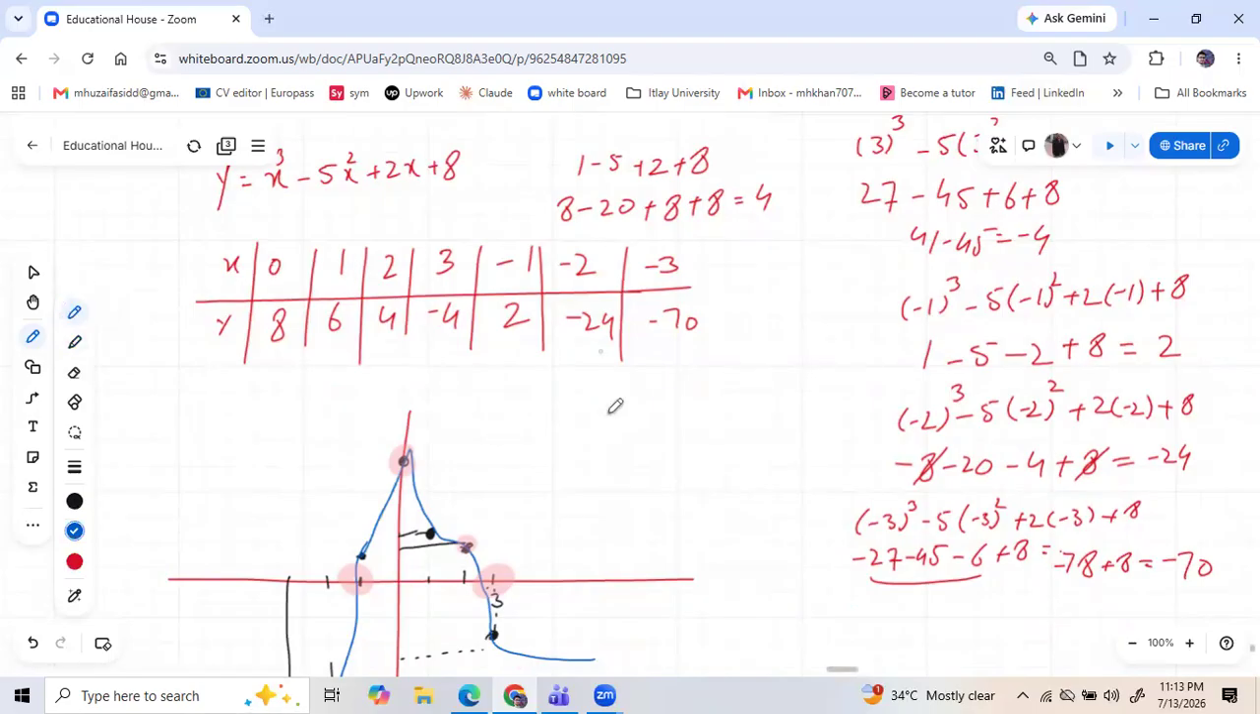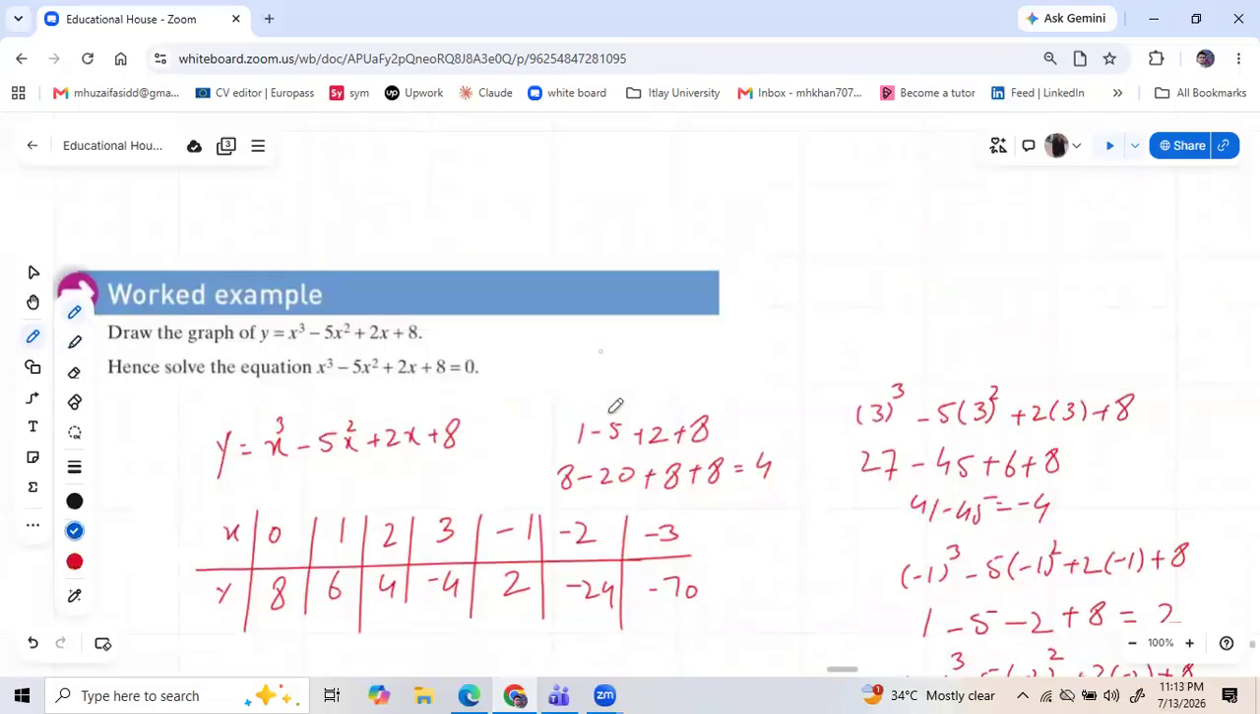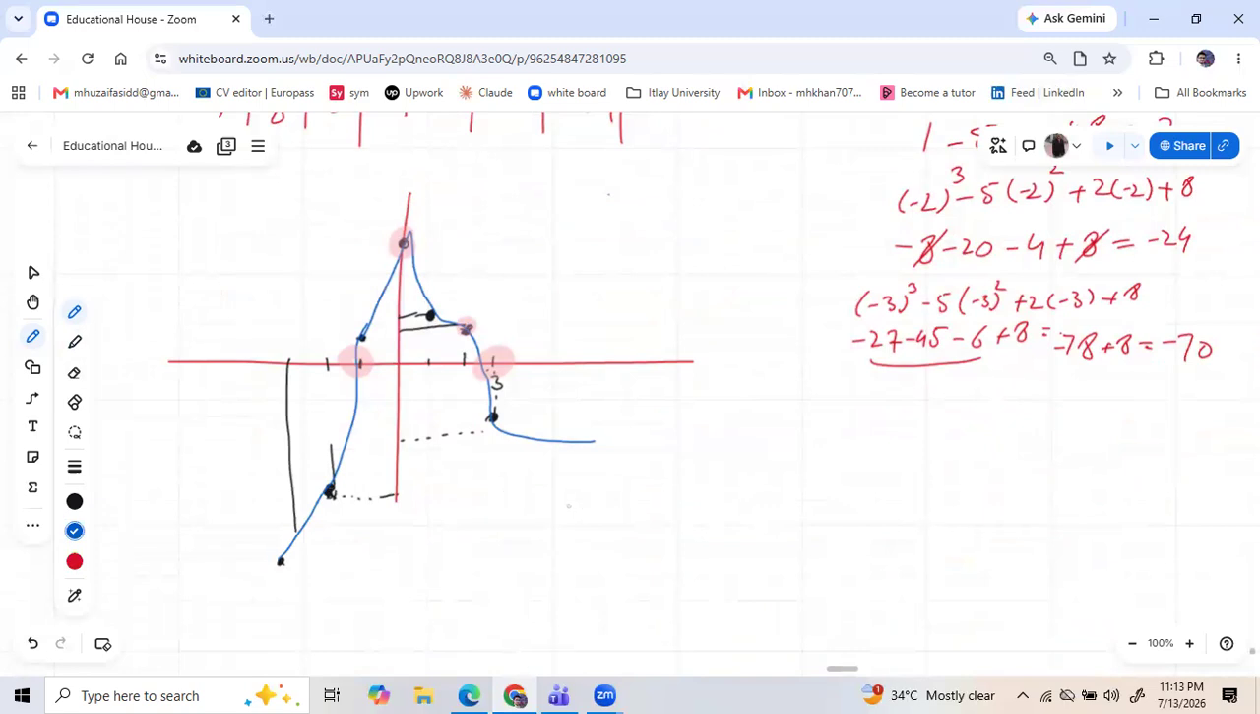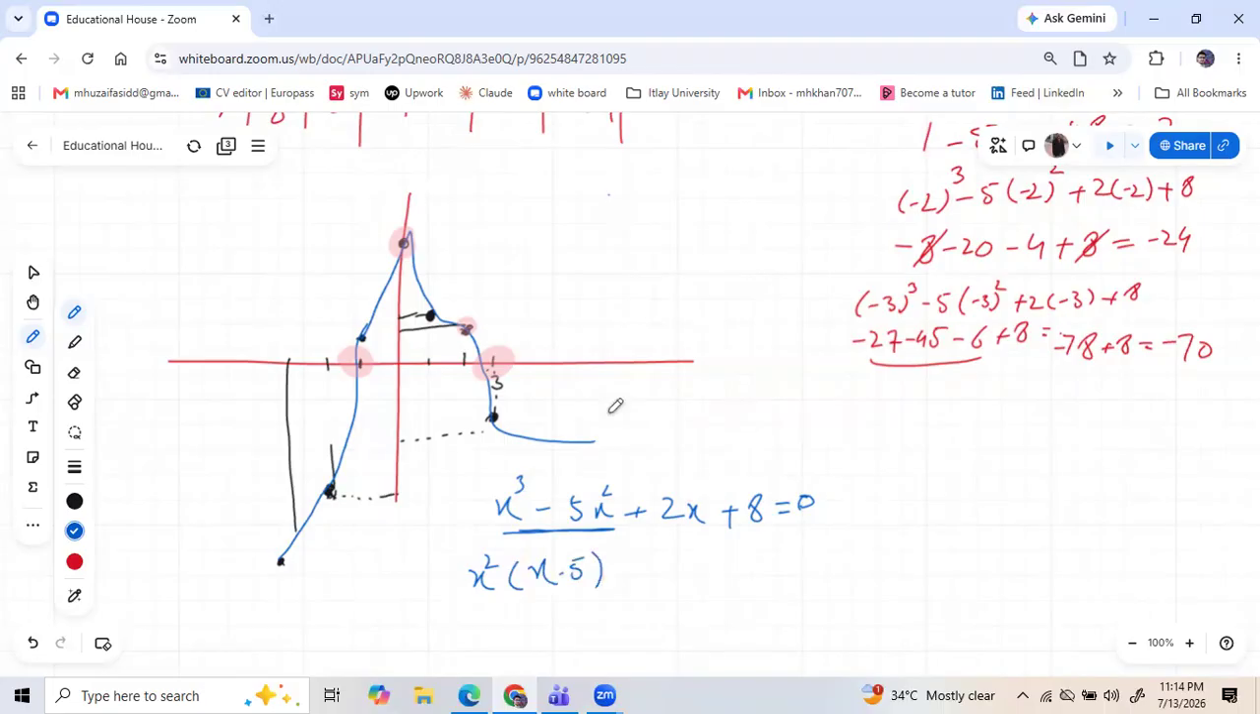The second point is what? Hence solve the equation. So our equation is what? Again I'm writing x cube minus 5 of x square plus 2 of x plus 8. Look here, x square is common from this side, so this is x minus 5, and if we take 2 common, this is x plus 4, is equal to 0.